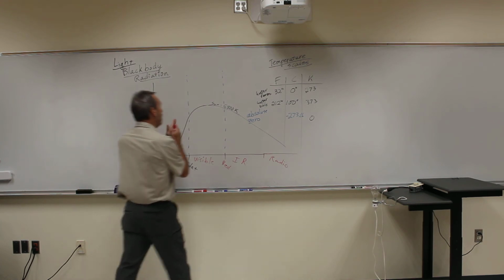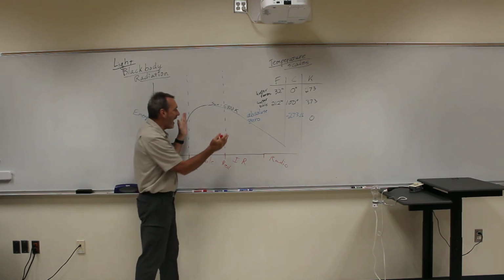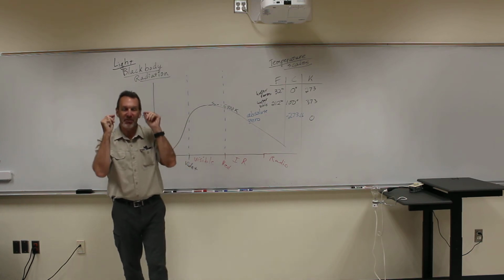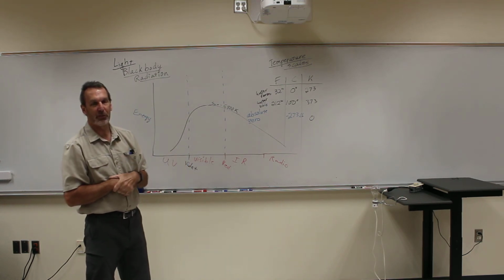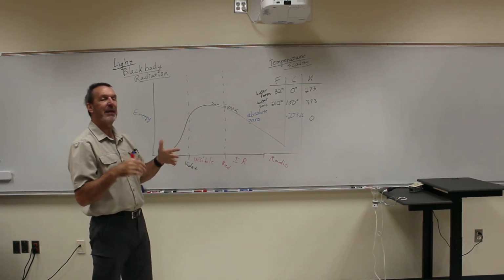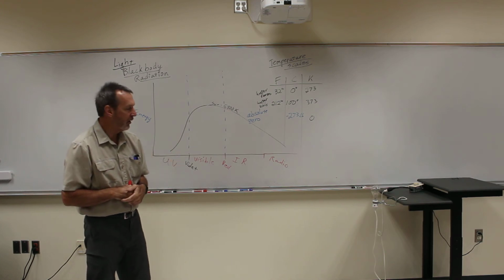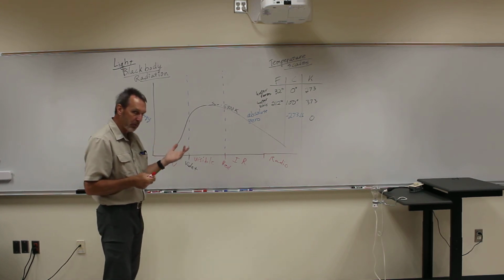It's because our eyes have evolved to match the star that we're on. Our sun gives off most of its energy right here, so our eyes became sensitive to that exact region of the electromagnetic spectrum.